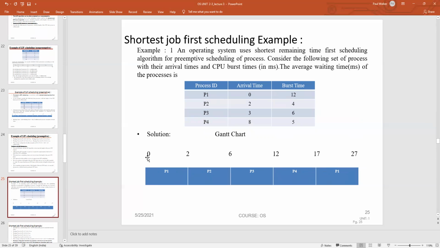First, we list the value from 0 to 2 arrival time. Next, for process P2, the burst time is 4. Hence, 4 plus 2, the value is 6. After that, process P3 has a burst time of 6. Adding 6 to 6, we get 12. After that, process P4 has a burst time of 5. 12 plus 5, we get 17. Already we have put the value of 2 here, so 12 minus 2, the remaining value is 10. After that, the cycle of P1 comes again. That is 17 plus 10, the value is 27.